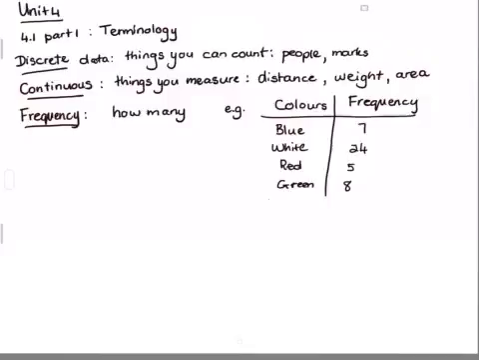If I now want to figure out how many cars altogether I counted, I just add all of these together. So 7 plus 8 is 15, plus 5 is 22. The total is 44. So that is frequency, but then you also get relative frequency.